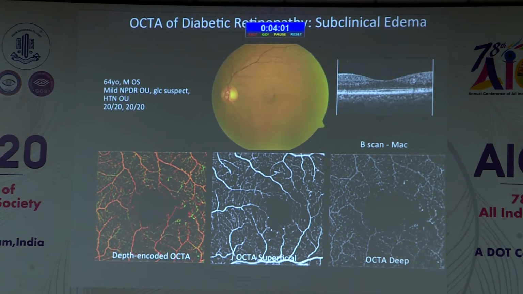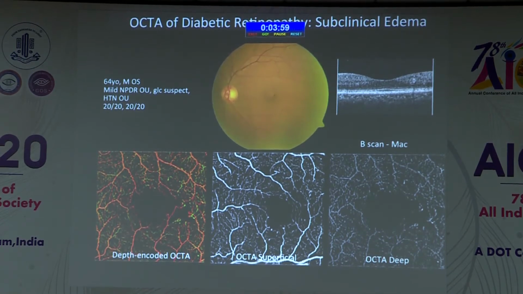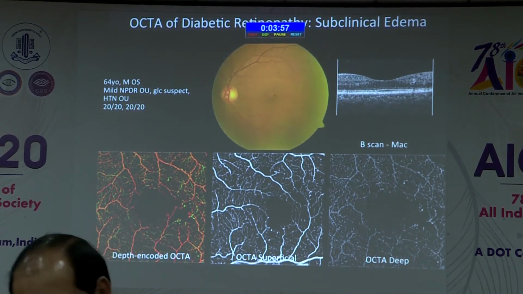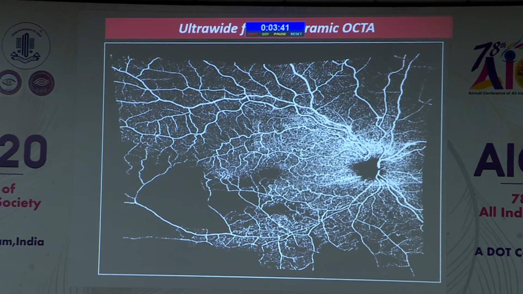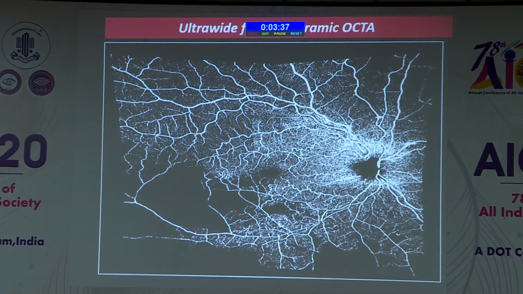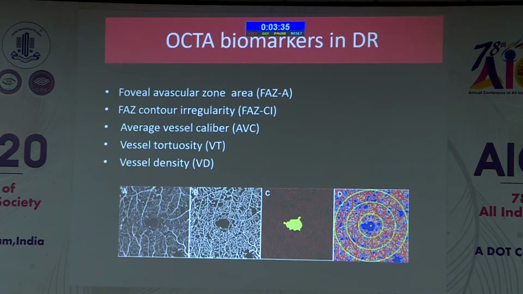For example, this is a patient with 20/20 or normal 6/6 vision. On a routine OCT and fundus, everything looks normal, but if you look at the OCT angiography pictures, especially at the deeper level, you tend to see a distortion of the foveal avascular zone. So you tend to pick up some of the pathological changes even before the clinical changes start to appear. Nowadays, even with ultra wide field, you can go up to the periphery and by 12x12 scans, you can pick up the peripheral changes also.